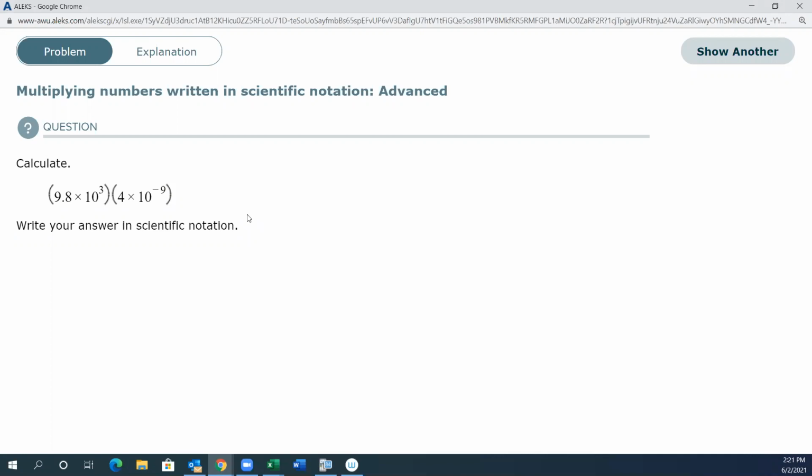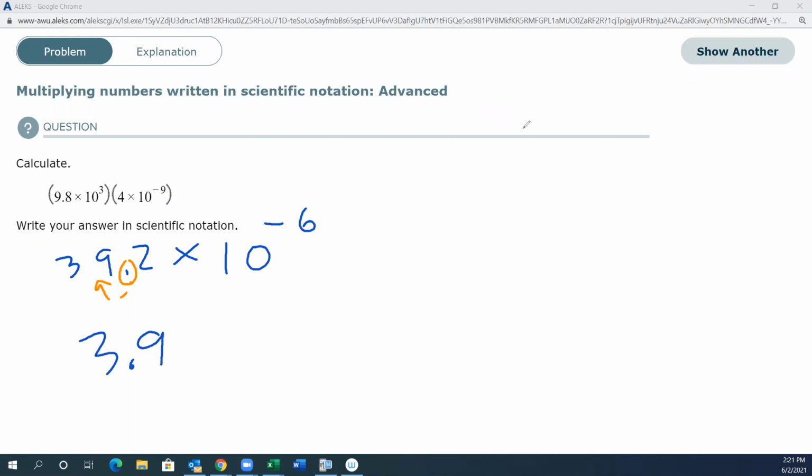So 39.2. And then using exponent rules, the bases of the exponents are the same, and we're multiplying, so add the exponents. 3 plus -9 is -6. All right, cool. But the answer is not in scientific notation because this number is not between 1 and 10. So I got to move the decimal point to the left one place, so I end up with a number between 1 and 10. So I get 3.92.